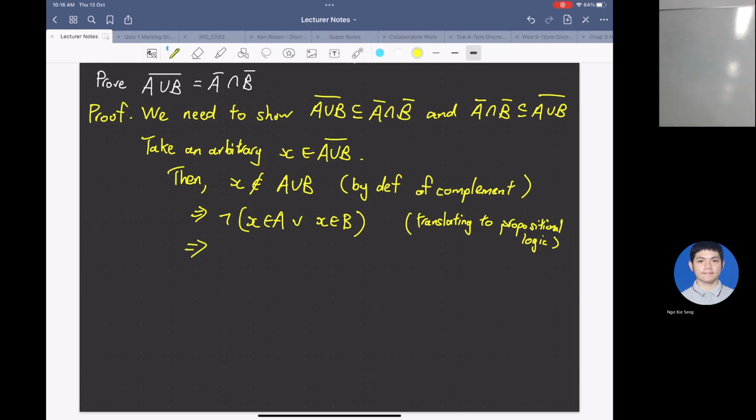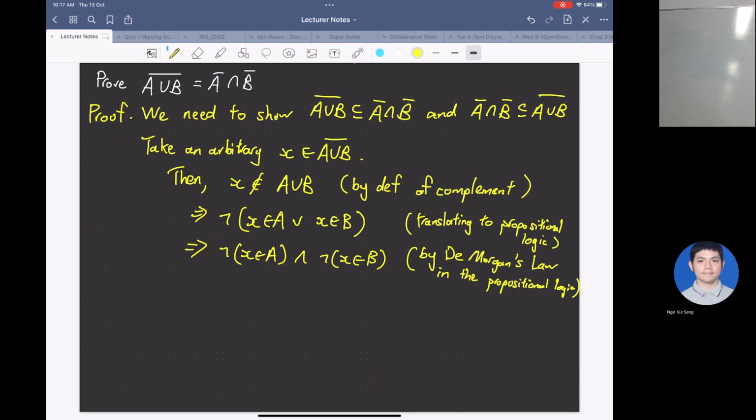And then from here, since this is propositional logic, we can use De Morgan's law here. So this is not in here, and not X is in B. So this is by De Morgan's law. Since we have set theory now, we should say this is De Morgan's law in propositional logic.